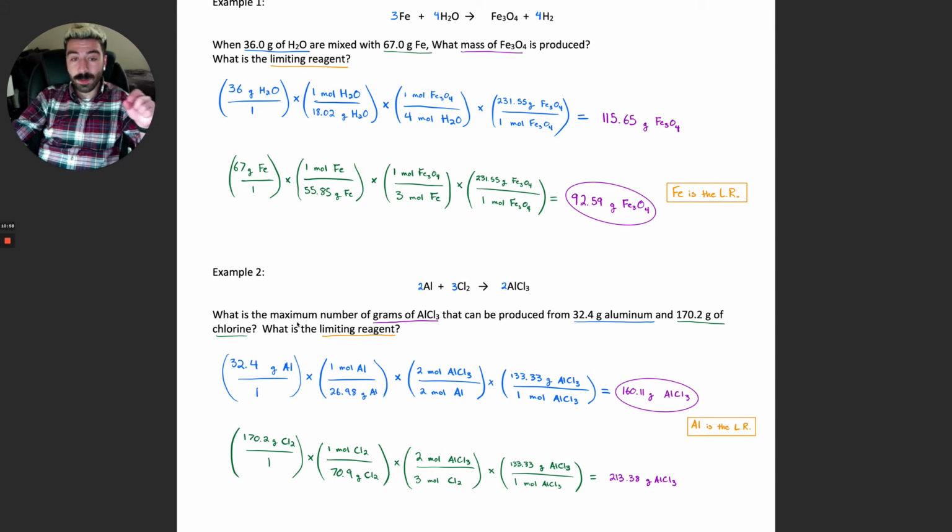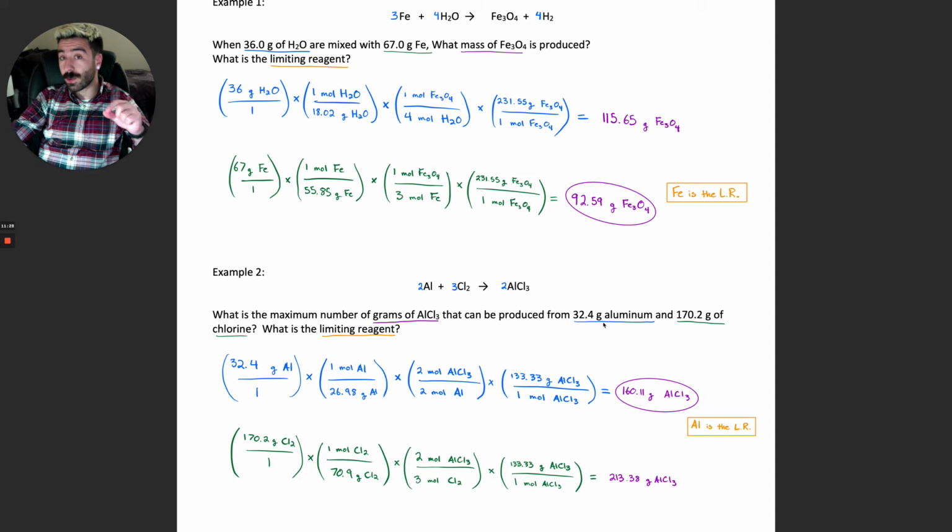Now I look at my question, and I underline the things that I need, right? So maximum number of grams of AlCl3. That's what I'm looking for, so I'm going to underline that in purple. And again, you don't have to do that. I'm just doing this my way. That can be produced from 32.4 grams of aluminum. That's the first reactant. I underline that here in blue. And 170.2 grams of chlorine. I underline that in green. And then, of course, what is the limiting reactant or reagent? I underline that in orange so I can correspond there.